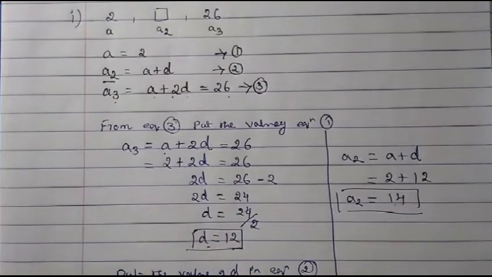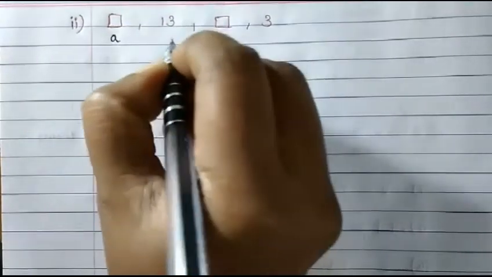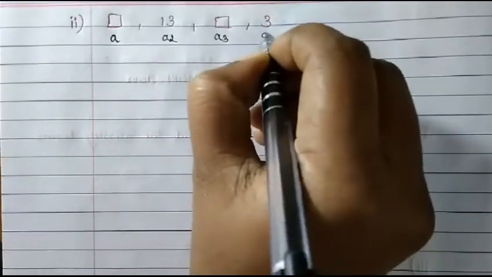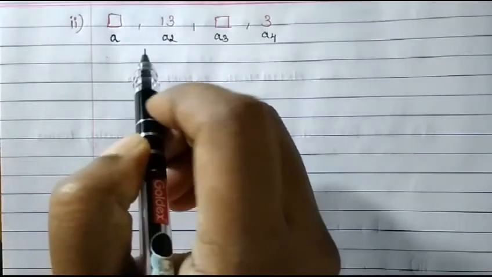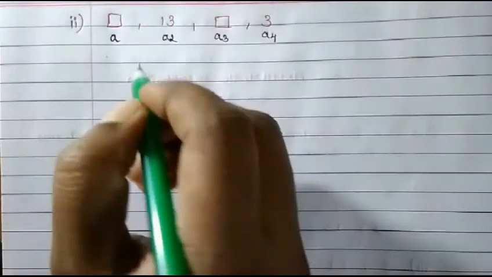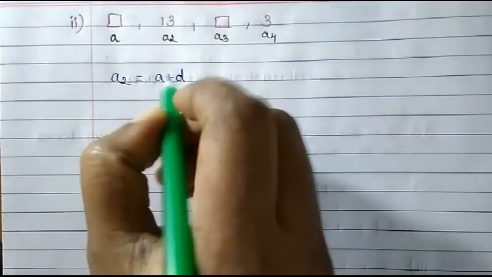So now let's see the second one. Here is the second sum. This is our A or A1, you can say, and this is A2, this is A3, and this is A4. So we have to find the A value or A1, and then A3. So the first term and the third term we have to find out. Whatever we have, let's write it down. We know A2. So what is A2 actually? A2 is A plus D.